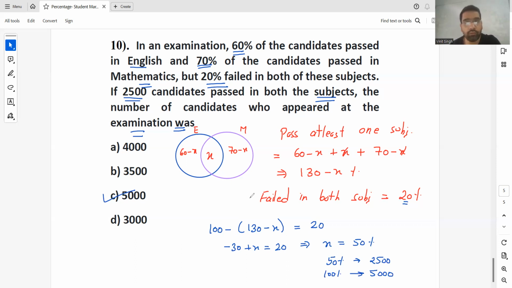Clear? Now, if you have any difficulty while solving any question, you can ask in the comment section. You should try all the questions which are based on Venn diagram and student score. Clear? These are simple. These are the basic questions of percentage.